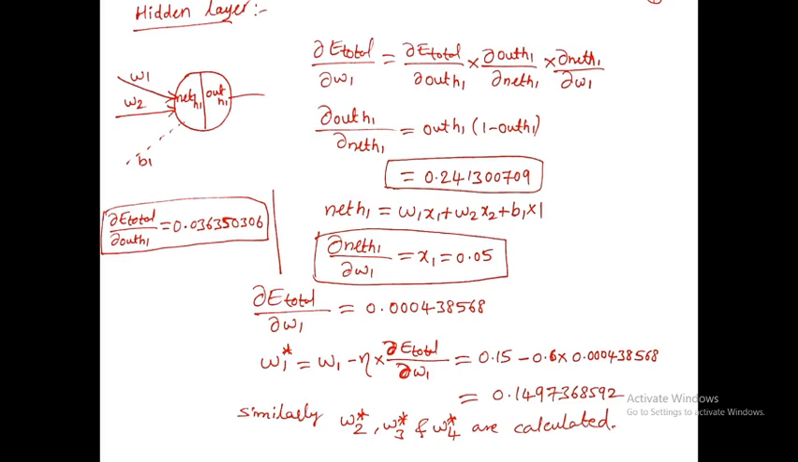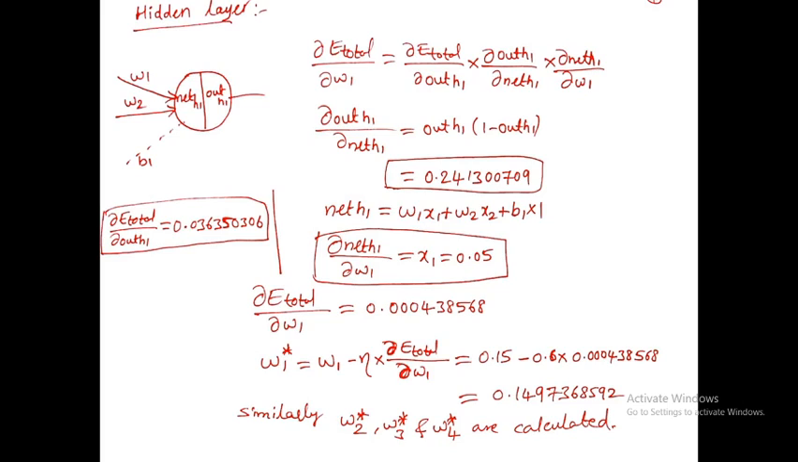Differentiation with respect to W1 will be X1. The X1 value we already know, that is 0.05. In the first problem statement itself it has been given. Now the first term, ∂E_total/∂out_H1, we already calculated in the last slide, which is 0.036350306. You need to multiply with the other two terms: ∂out_H1/∂net_H1, which is 0.2413000709, and ∂net_H1/∂W1, which is equal to 0.05.